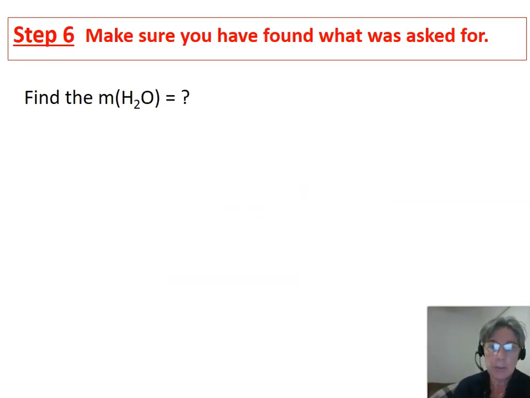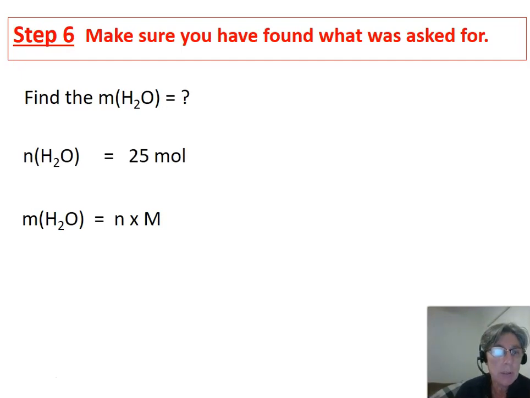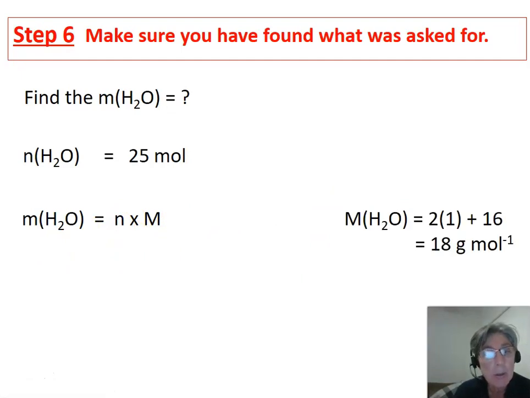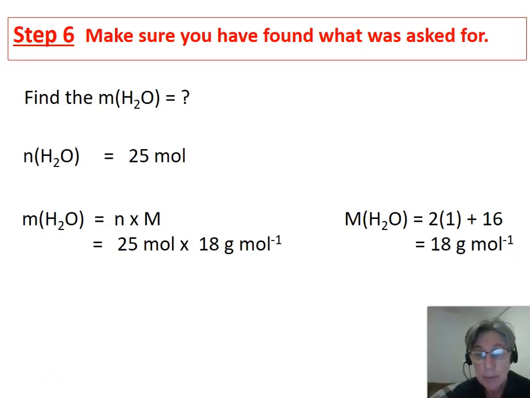Make sure you've found what you've asked for. So find the mass of water. We've got the number of moles, so we're rearranging our equation to use it like this. The molar mass of water is 18. So we've got 25 moles, 25 groups. Each group is 18 grams. So altogether you're going to have 450 grams.